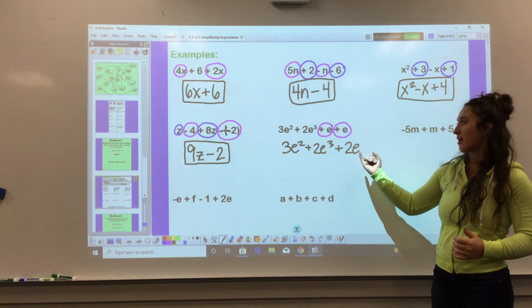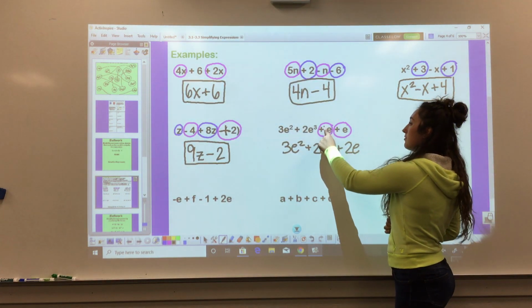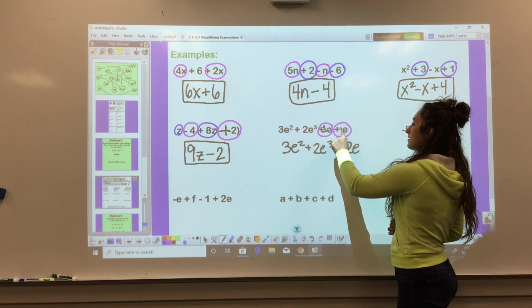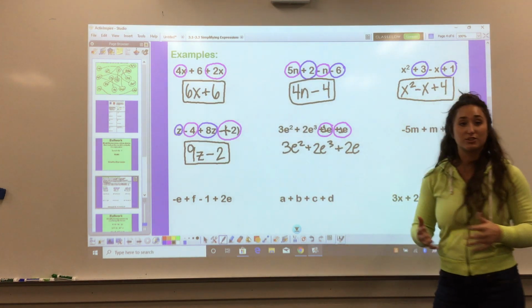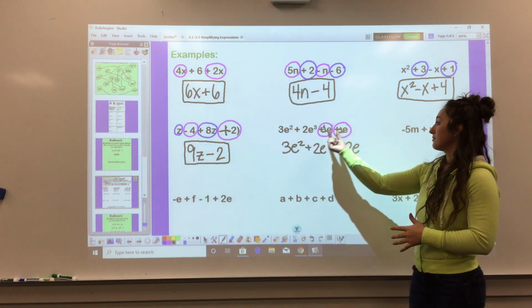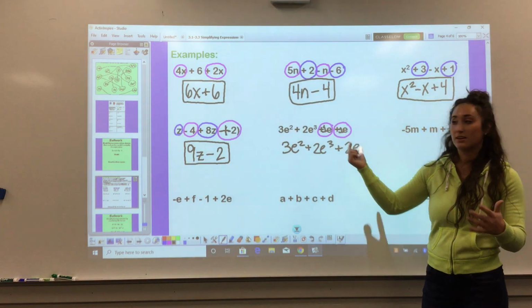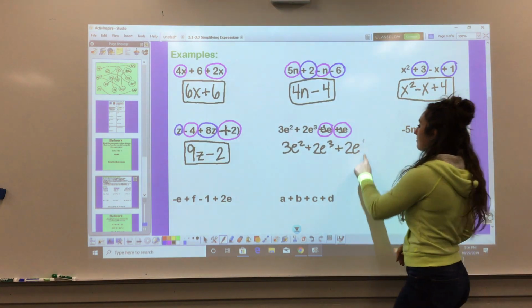And if you weren't sure about that one, remember there's invisible ones in front of each of those e's. So 1e plus 1e is where the 2e comes from.